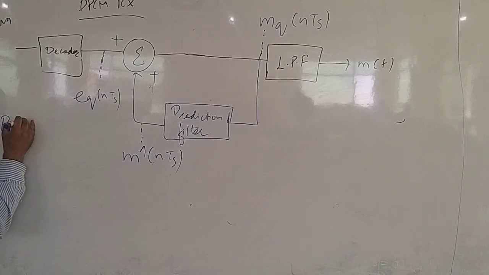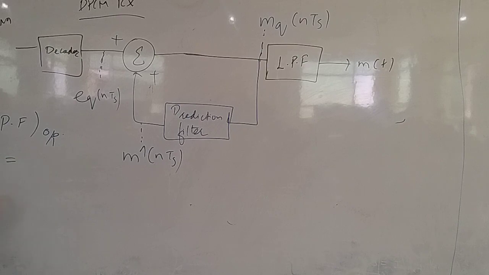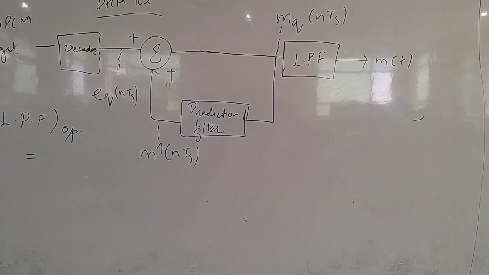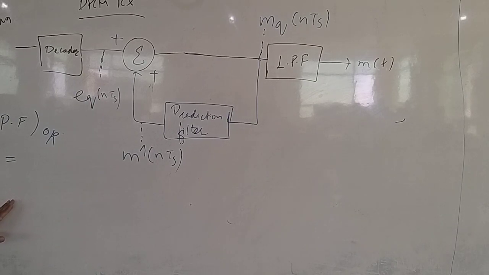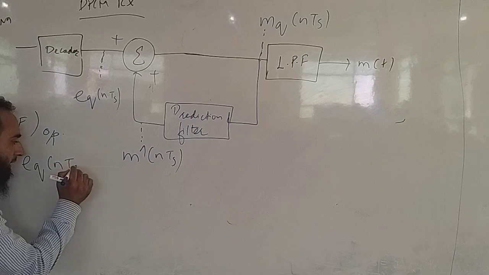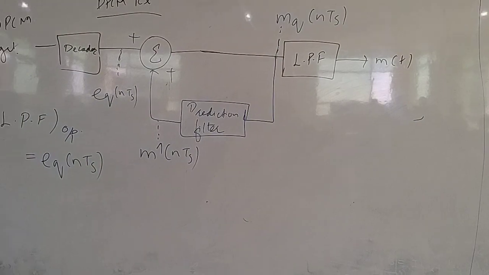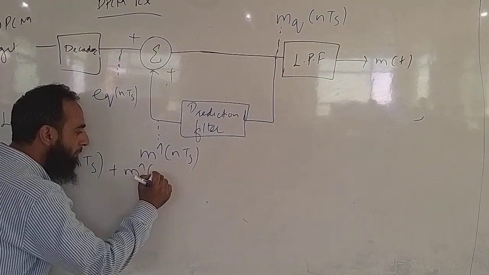यहाँ पे आपके एनालिसिस पार्ट में लो पास फिल्टर का जो आउटपुट होगा, So therefore the low pass filter output जो है, that will be EQ of NT of S plus M cap of NT of S.